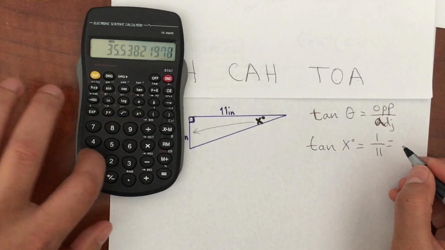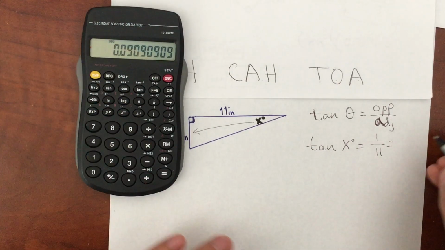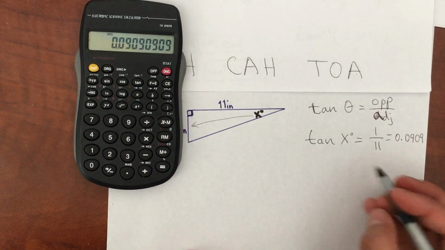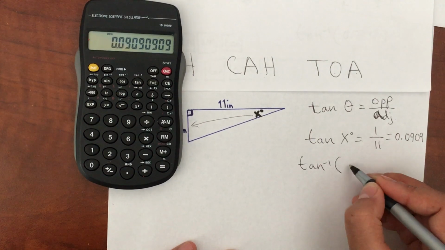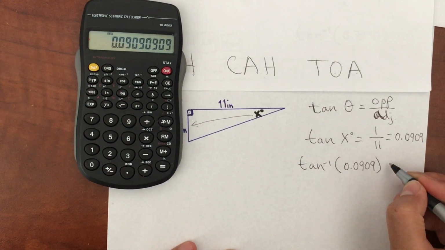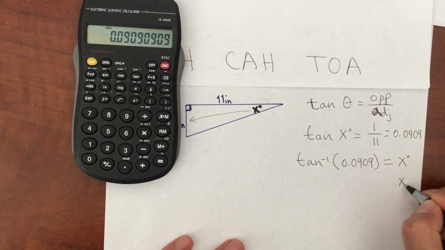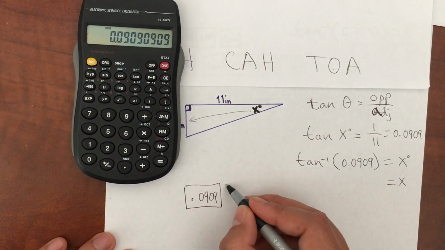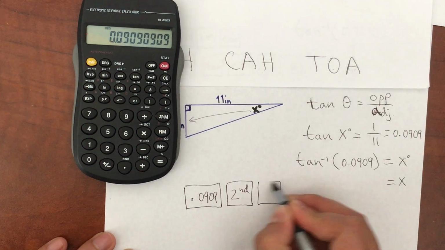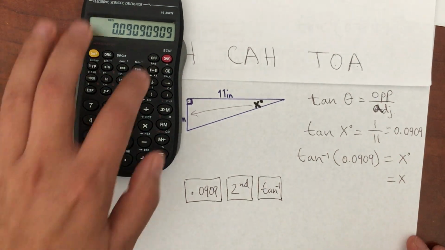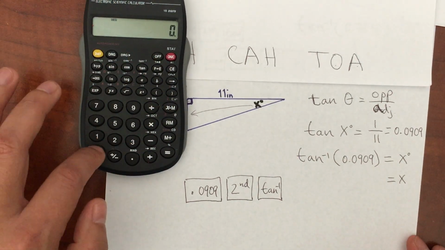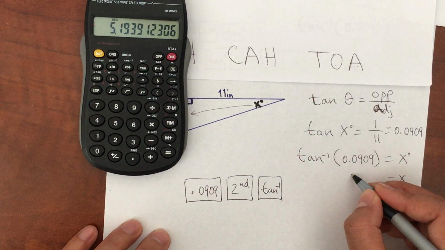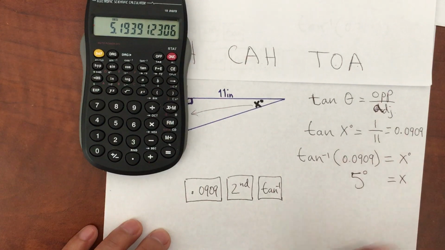In decimal form, this gives me 1 divided by 11 equals 0.0909. So the inverse of tangent of 0.0909 should give me the degrees of the angle. So I put this in my calculator, 0.0909, second, and the inverse of tan, and that gives me the answer. 0.0909, second, tangent, and so that's 5 degrees. Okay, 5 degrees. So that's it.